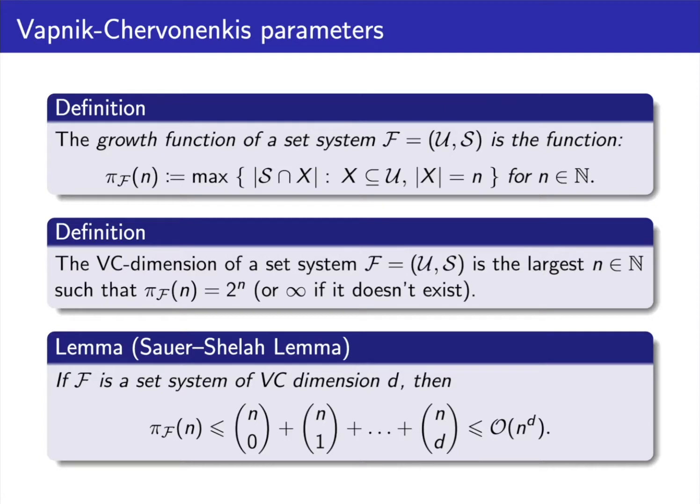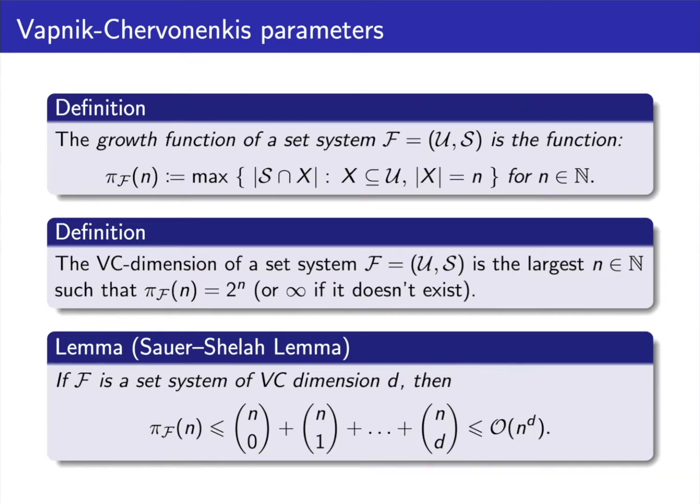They're all based around the concept of a growth function. A set system is just some universe of elements and a family of subsets of that universe. For each integer n, the growth function is the following quantity: we look at all of the subsets of the universe that are of size exactly n, and we look at how many subsets of that particular subset we can actually form by taking the intersections with all of the sets from the set family S.